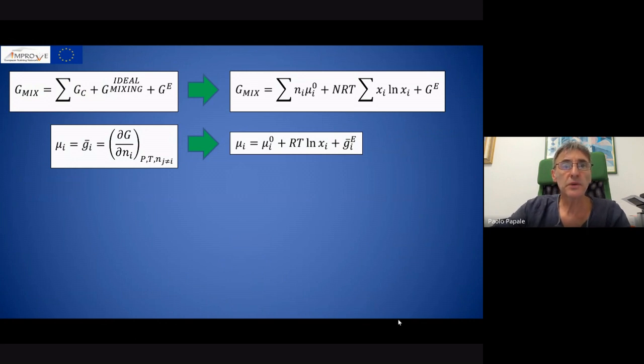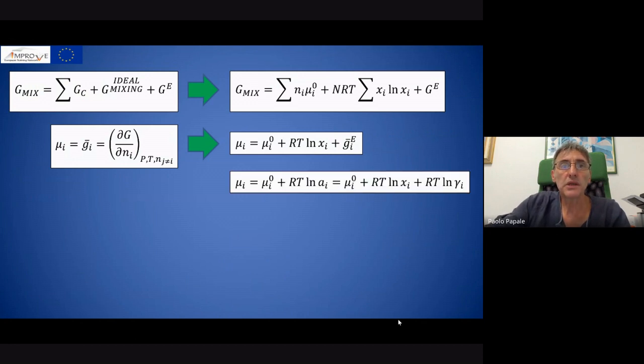We know from lesson 3 that the chemical potential of a component in a mixture is also given by this other expression, mu equal to mu0 plus RT logarithm of the activity. The activity of a component in a mixture is equal to the product of its mole fraction and its activity coefficient. Therefore, we can expand into mu equal to mu0 plus RT logarithm of xi, the mole fraction of component i, plus RT logarithm of gamma i, the activity coefficient of component i.